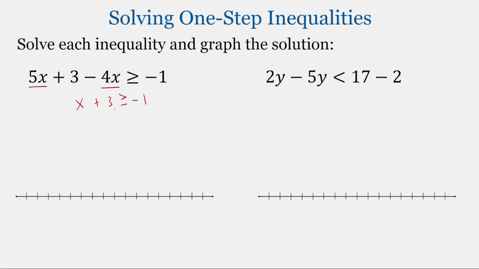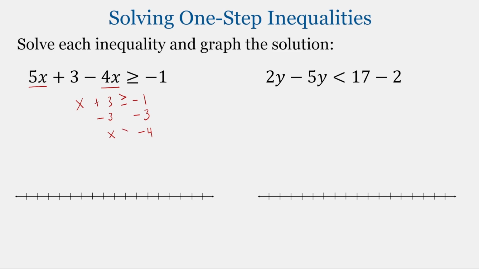I will again solve this using inverse operations. 3 is added to our variable. So to undo that addition, I will subtract 3. And then what we do to one side, we have to do to the other. So we'll subtract 3 from both sides, resulting in x and then negative 4 on the right side. There's no change in the direction of the inequality with addition or subtraction.